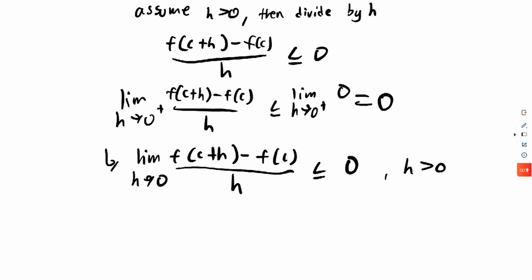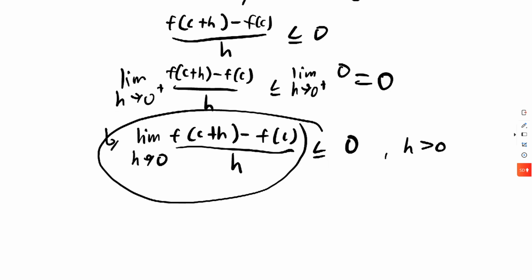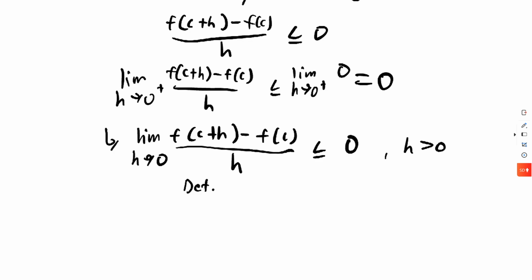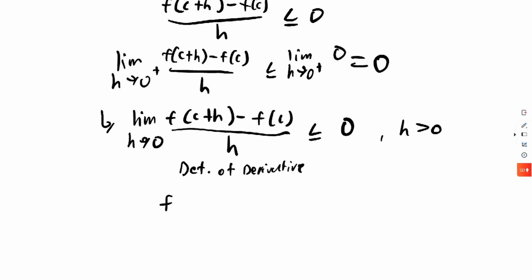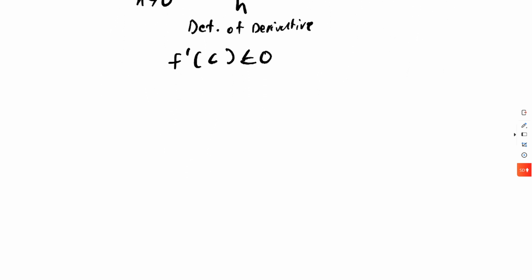Now, we're going to rewrite this, and if you notice, this is just the definition of the derivative. Right? So this is really just f prime of c is less than or equal to 0. That's really what we're saying here. Now, we're going to take a detour and turn things around.